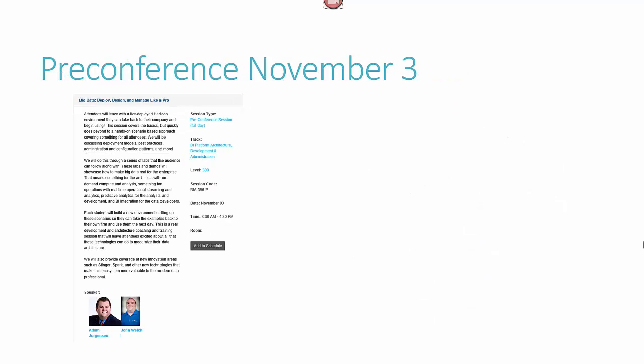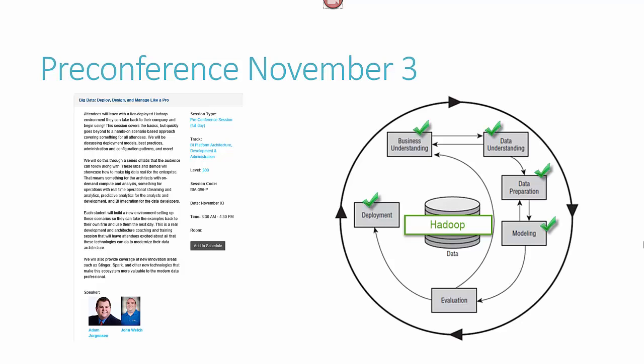There's a pre-conference by Adam and John. They are going to be talking about big data, level 300, and specifically they are mentioning technologies related to Hadoop. I put check boxes on most of the boxes. They may get into evaluation of models. I don't know. If they do, then that's an extra bonus. But basically, the focus of their presentation is Hadoop.